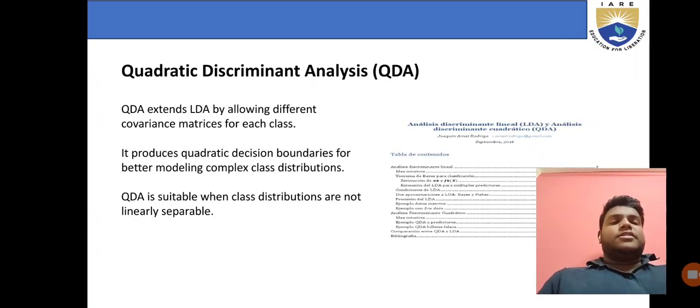Quadratic discriminant analysis, QDA. QDA extends LDA, allowing different covariance matrices for each class. It produces quadratic decision boundaries for better modeling of complex class distributions. QDA is suitable when class distributions are not linearly separable.